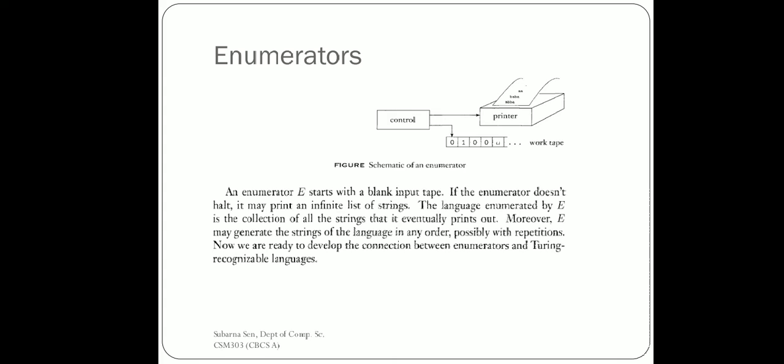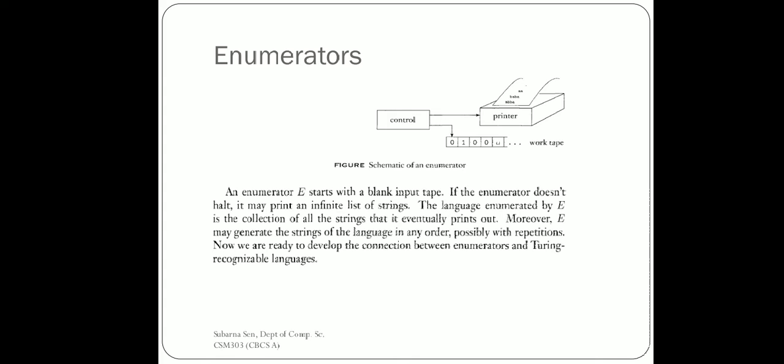And the same thing can be depicted in a reverse manner. We will see a theorem on that. So here what it is doing, an enumerator E starts with a blank input tape. If the enumerator doesn't halt, it may print an infinite list of strings. So you will see in the next lecture that this is a drawback of Turing machine.